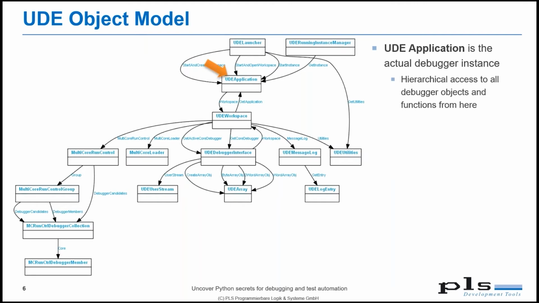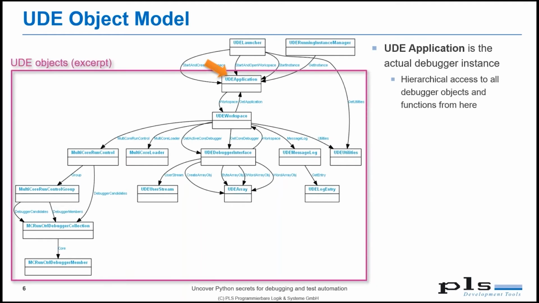From these top-level objects, you get the UDE application object, from where you can start to obtain all the other objects that you need. The UDE application is the root object of the debugger object model. And this and all the subsequent objects here in the box are the actual debugger objects that provide the debugger functions.